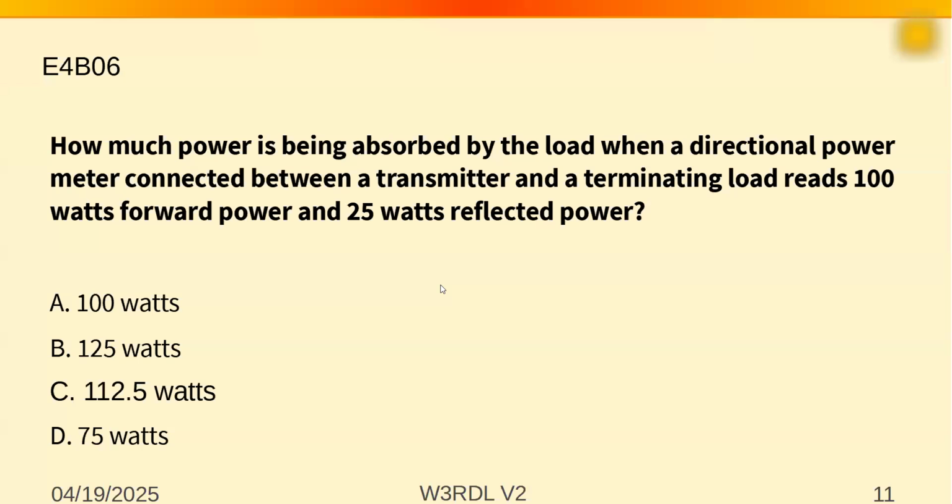So how much power is being absorbed by the load when a directional power meter connected between the transmitter and terminating load reads 100 watts forward power and 25 watts reflected power?